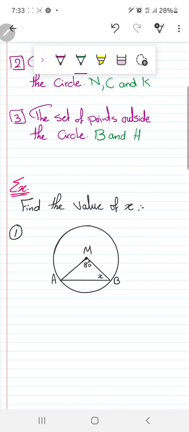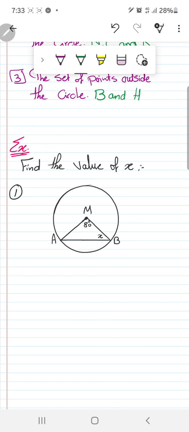Okay? We have some examples. Find the value of x. Here we have a circle M. MB and MA are two radii. As we said before, any circle has an infinite number of radii and all radii in the same circle are equal in length. So here we have MB equals MA. And this triangle MBA is an isosceles triangle. Why? Because we have two sides equal in length. So the two base angles are equal. So the measure of angle B equals the measure of angle A.